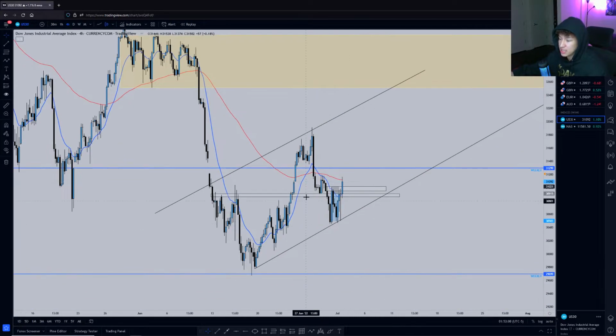I caught some very nice sells right here from this point on Thursday night, and price basically just dropped from this point on, making us about a 1-to-4 risk reward ratio.